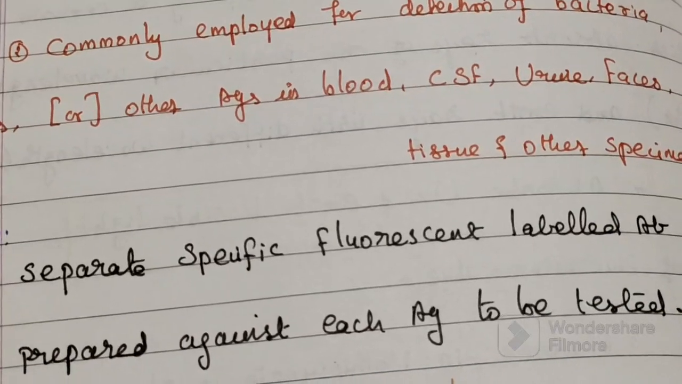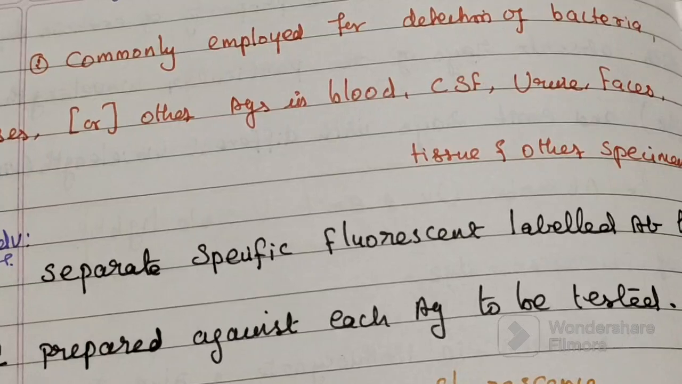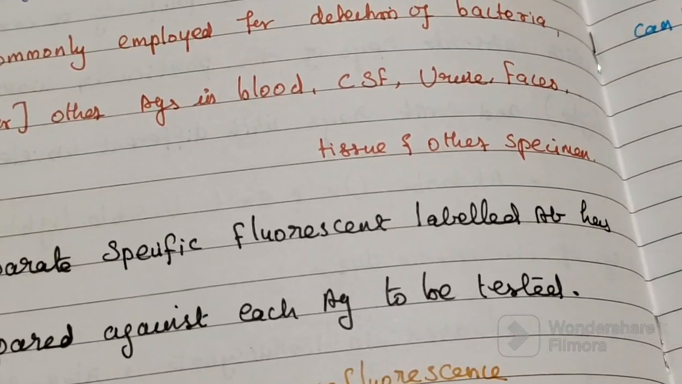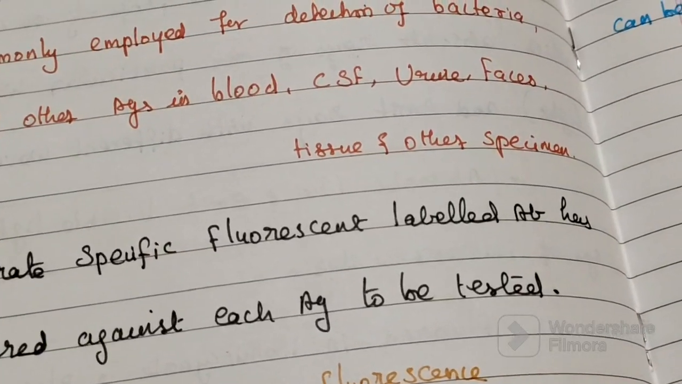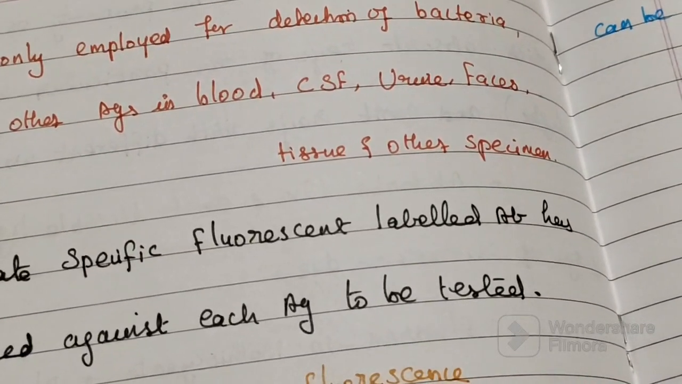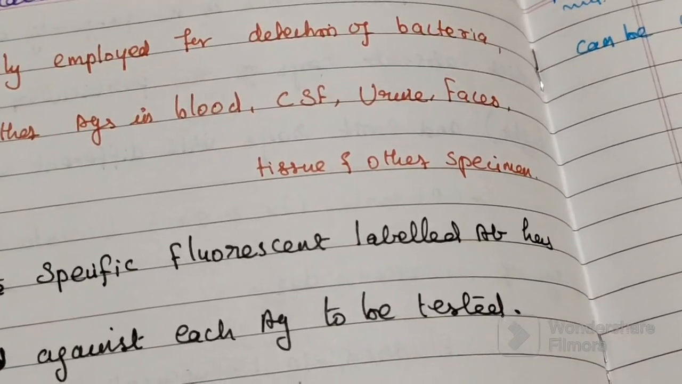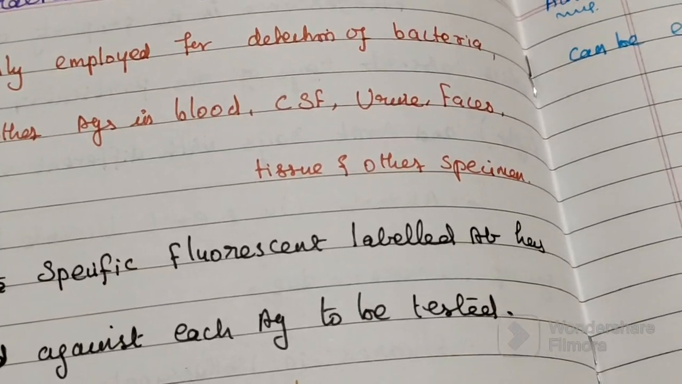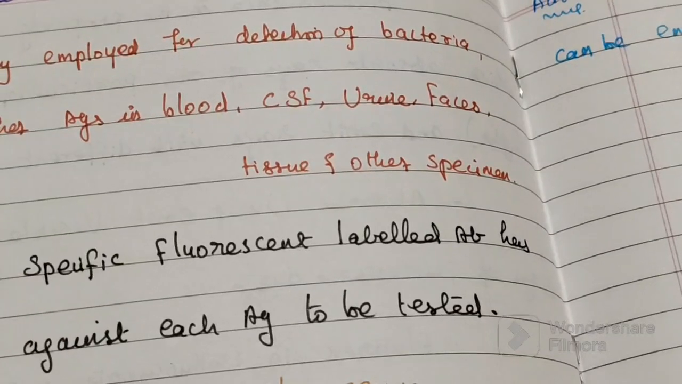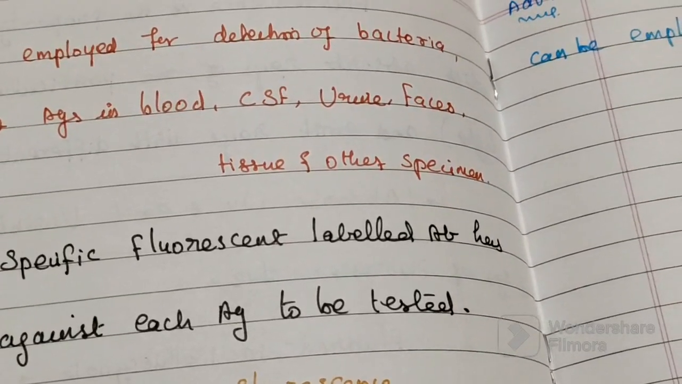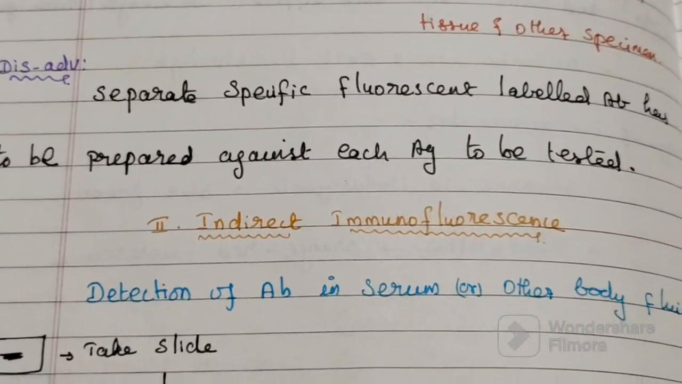The only disadvantage is that a separate specific fluorescent labeled antibody is needed. Whatever antigen you are suspecting, you have to take the corresponding antibody. If you suspect rabies, take anti-rabies antibody. If you suspect herpes, take anti-herpes. If you suspect HIV, take anti-HIV antibody. So we take the corresponding antibody and label it. Labeling is very costly.